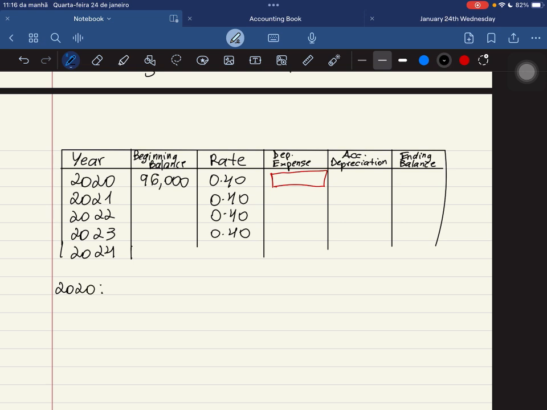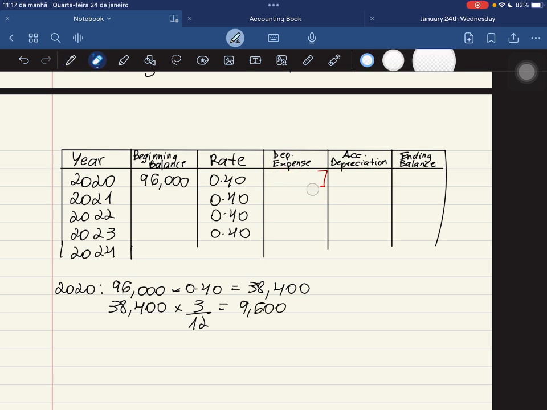So over here, I'm going to make a little side note that in theory, it would be 96,000 times 40, and that equals 38,400. But again, just like we did it before, we actually have to multiply this number by 0.25, which is 3 divided by 12. That is 9,600. So the first depreciation, and this is the only depreciation that will look like this, okay? Because the rest of them, they're all full year depreciations. It's actually 9,600, and this number comes from here.